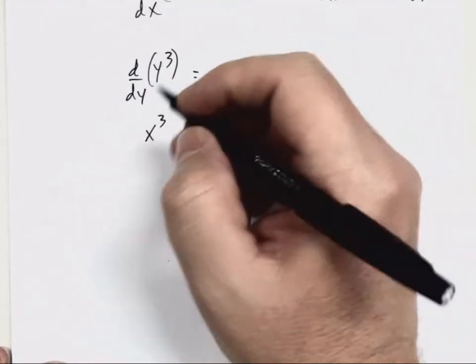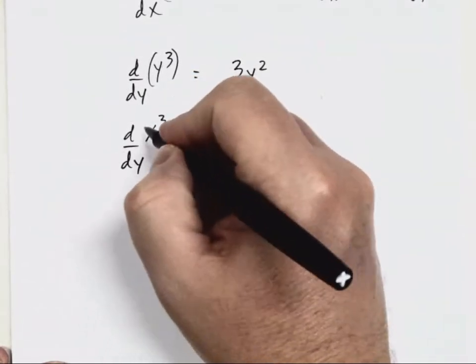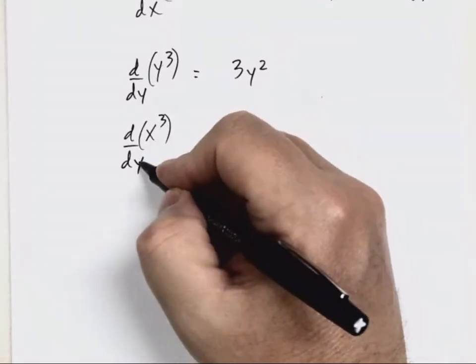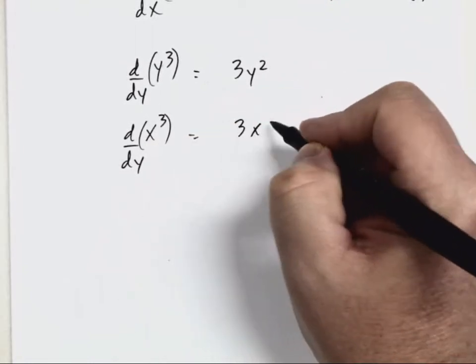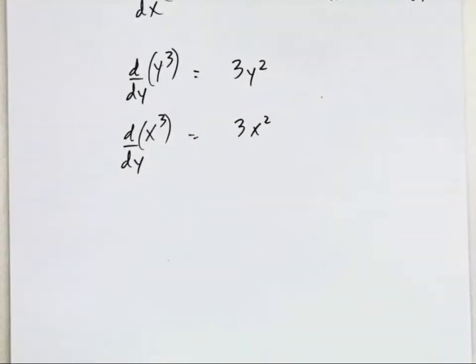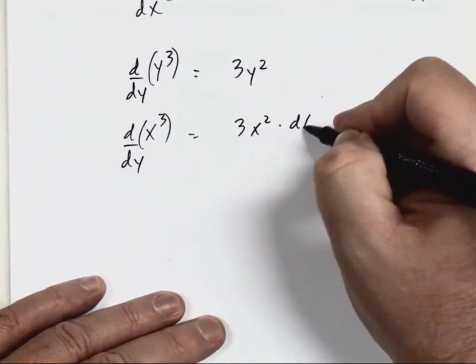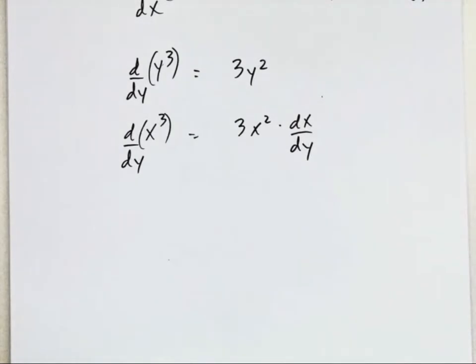What if I have x cubed and I decide to take the derivative with respect to y? So I've got an x up here and a y down here, so I apply the normal derivative rules to x cubed to get 3x squared, but because these variables are different, I then have to multiply by dx dy. So that's sort of the rule.